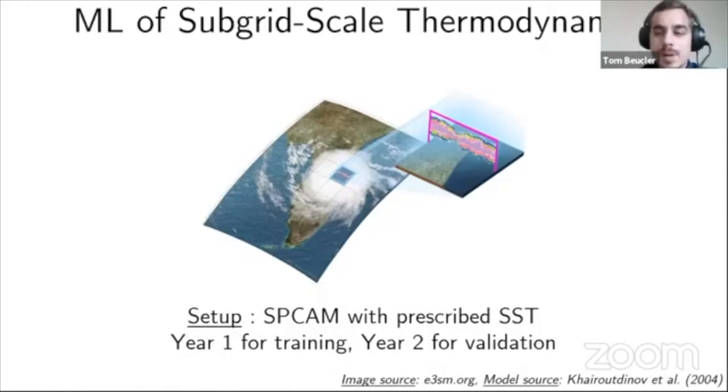We use a superparameterized community atmosphere model, which combines an exterior coarse model similar to traditional climate models, coupled to two-dimensional cloud resolving models that are embedded within each grid cell. And they produce a more faithful response of clouds, convection, and fine-scale turbulence to the large-scale environment.